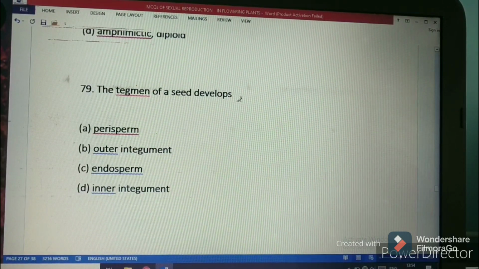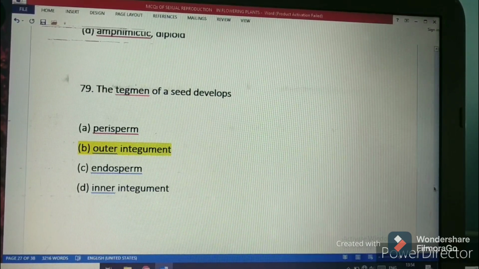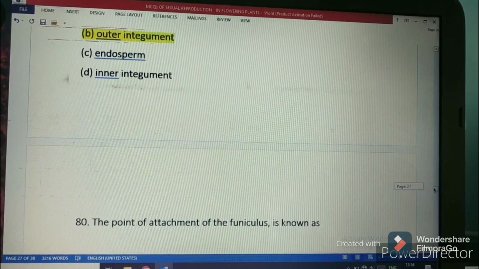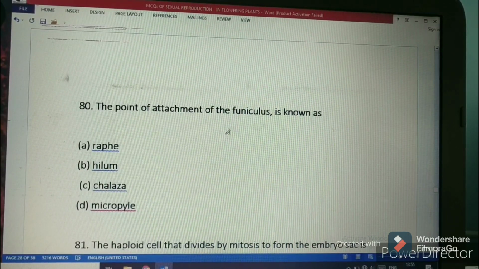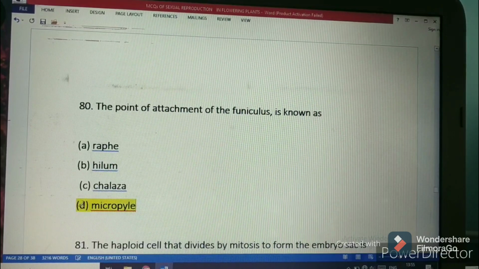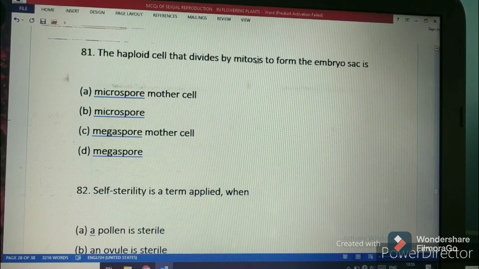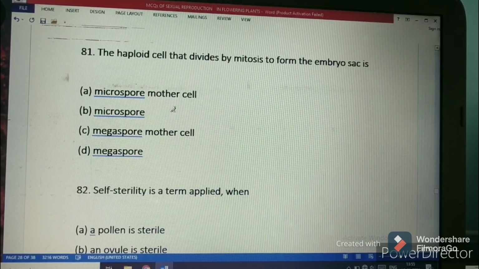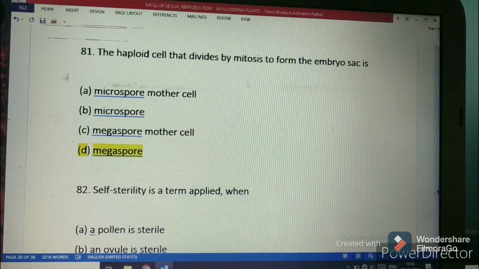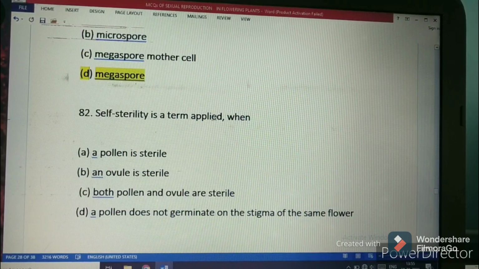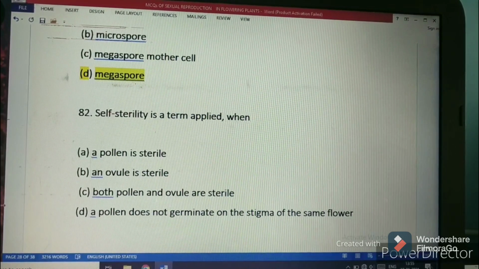The tegmen of the seed develops from the inner integument. The point of attachment of the funicle is known as hilum. Haploid cell that divides by mitosis to form the embryo sac is megaspore. Cell sterility is a term applied when both pollen and ovule are sterile.